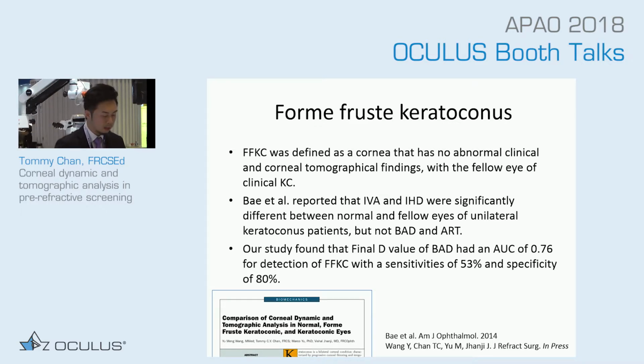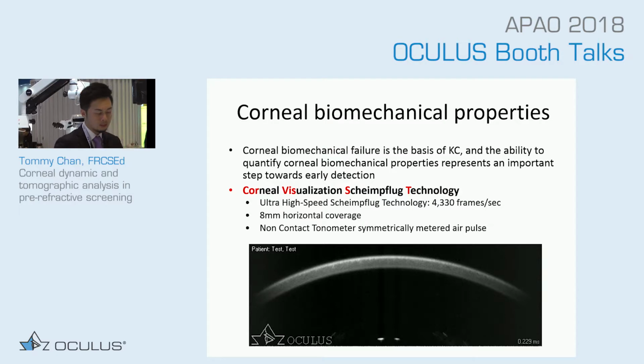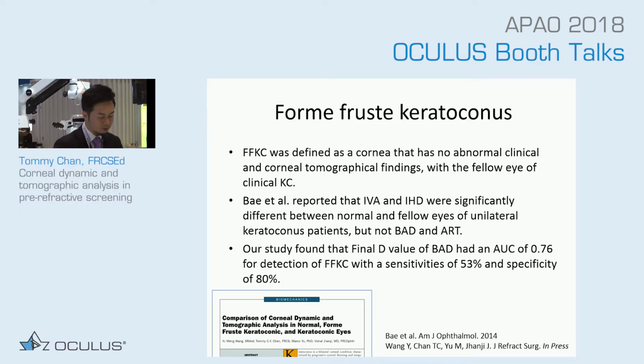Some studies show that the BAD and ART are not as great as the tomographic and biomechanical method, which is the IVA and the IHD. But previously we published an article, which Michelle has just mentioned, in which we found that the BAD has an AUC of 0.76 in detecting those forme fruste cases. Although the sensitivity is only around 53%, we have a high specificity. This paper has been published in the JRS. So it seems that tomographic means alone is not sufficient to diagnose keratoconus.